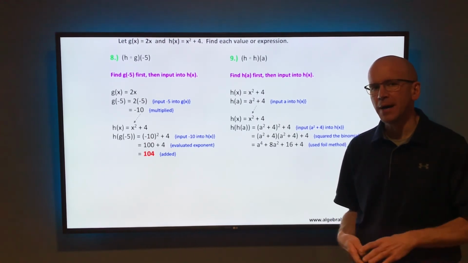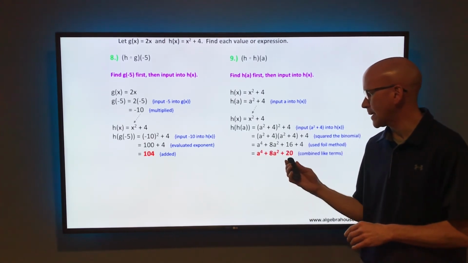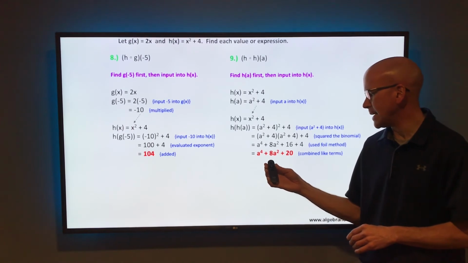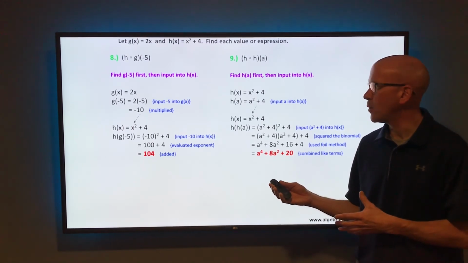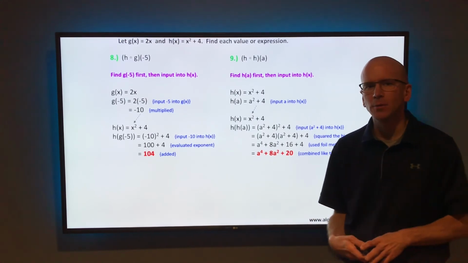Go back through and combine any like terms. The like terms would be 16 and 4. If you combine those, that is going to be 20. So it's a to the 4th plus 8a squared plus 20. That is the final output. That is h of h of a. A to the 4th plus 8a squared plus 20.